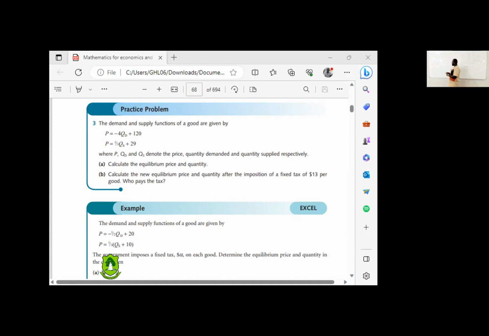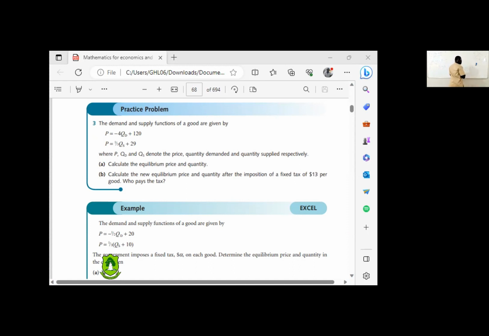which means that at equilibrium, this particular new supply should be equal to the demand. Are you getting it? So in this particular case, we are now going to have a new supply, so we have the demand here, minus 4QD plus 120, is equal to the whole thing here. Are we together?